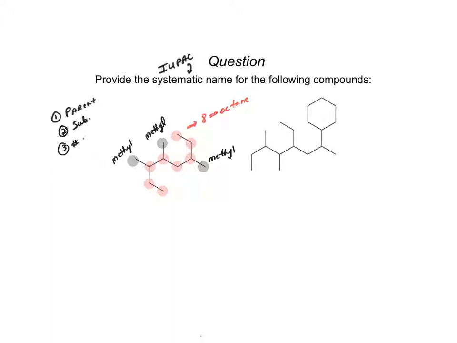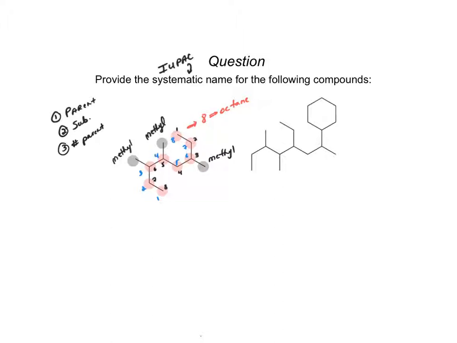So we're going to number our parent. And again, we want to do so in a fashion that's going to minimize the numbers that our substituent gets, right? So there's going to be 2 possible ways that we can do this. We're going to start here: 1, 2, 3, 4, 5, 6, 7, 8. We could have also started at the other side and gone 1, 2, 3, 4, 5, 6, 7, 8. Okay? So again, those are our 2 options.